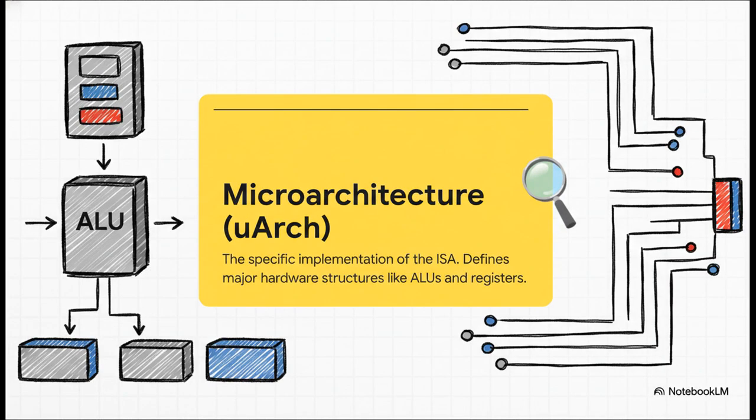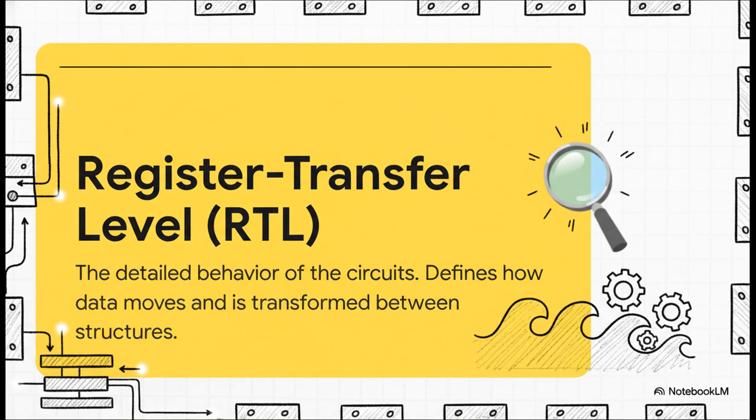Okay, so if the ISA is the list of commands, the microarchitecture is the actual blueprint for how to build a machine that can understand and carry out those commands. It defines the real hardware components, the arithmetic logic units, the registers, and how they're all wired together. And finally, we get down to the register transfer level, or RTL. Now we're getting really detailed. This is like the low-level choreography, describing precisely how data moves between all those hardware structures we just mentioned. It's the moment-by-moment flow of information inside the chip.